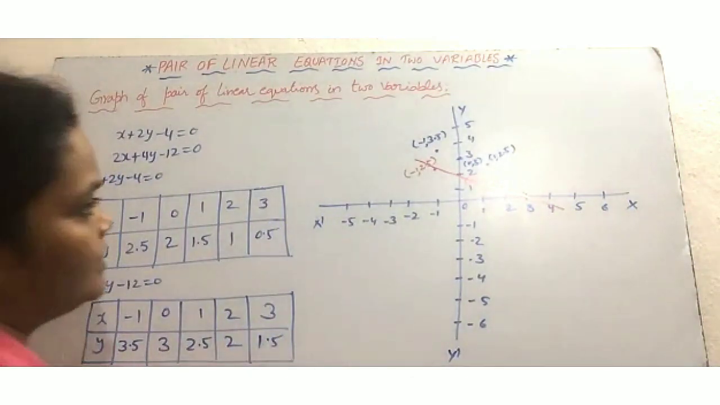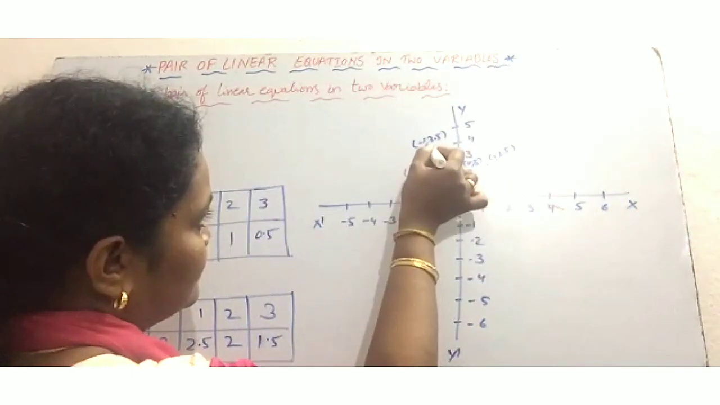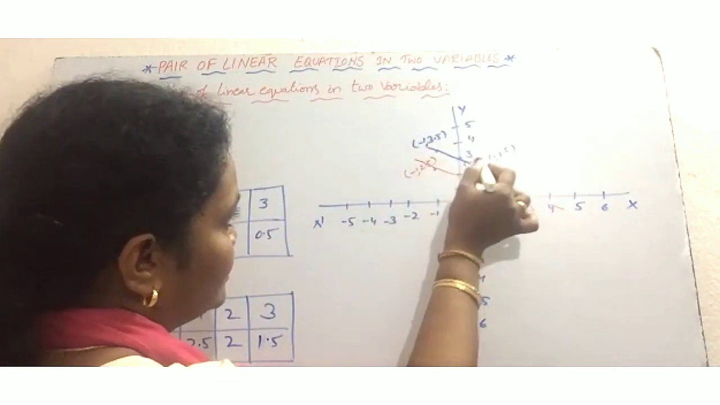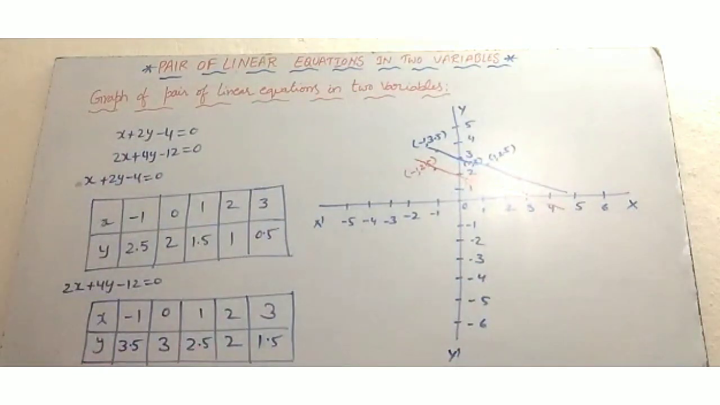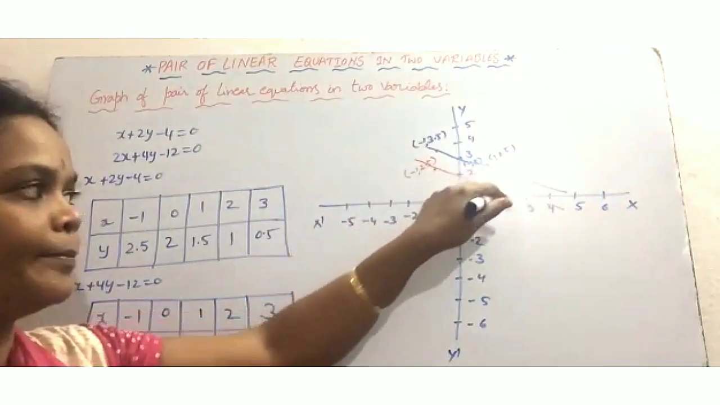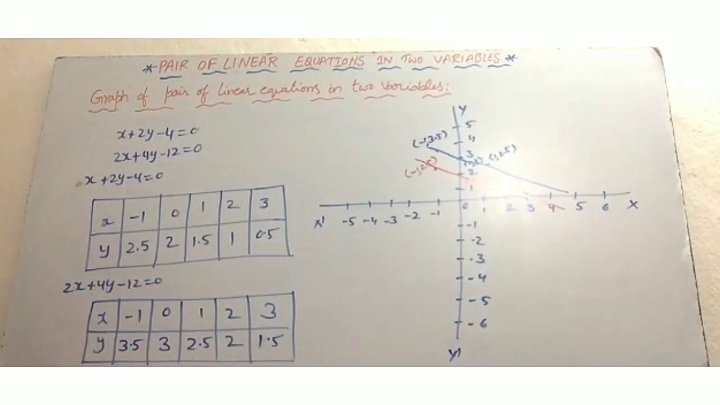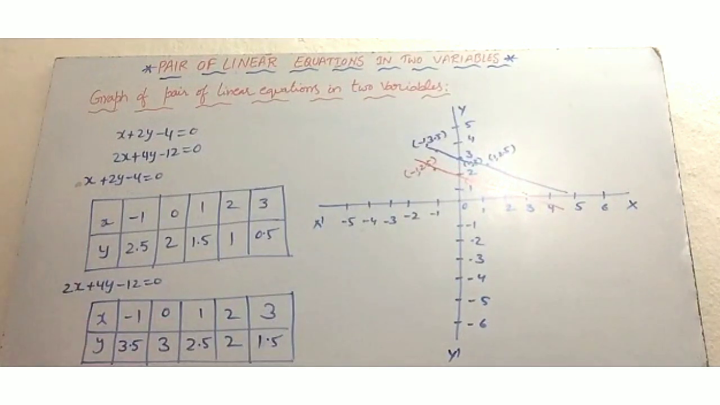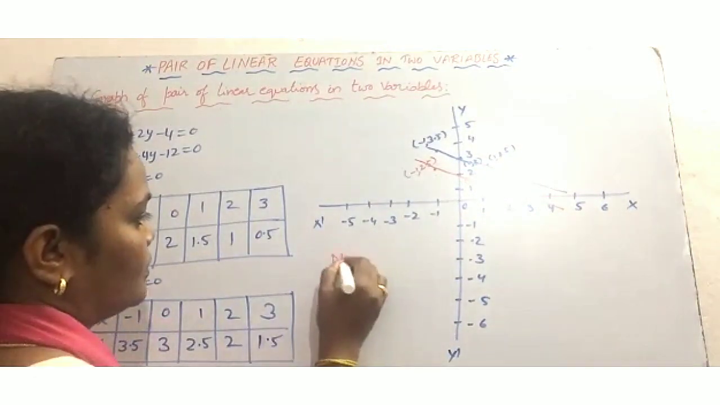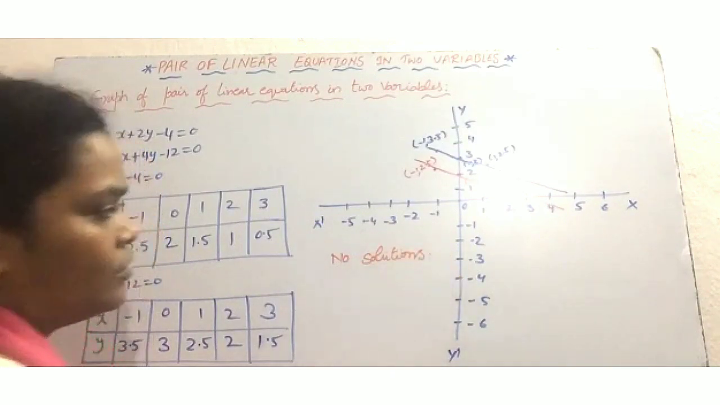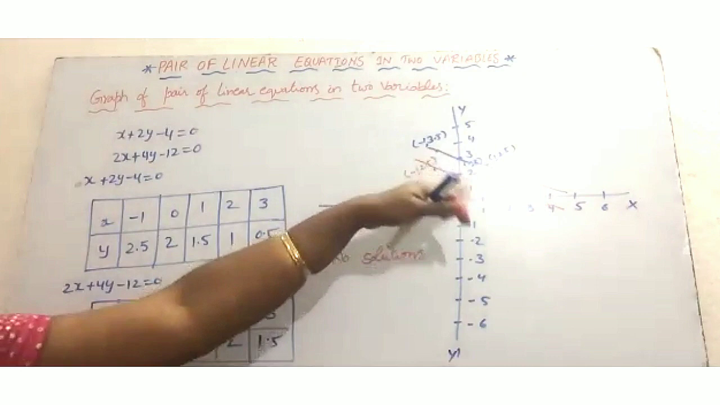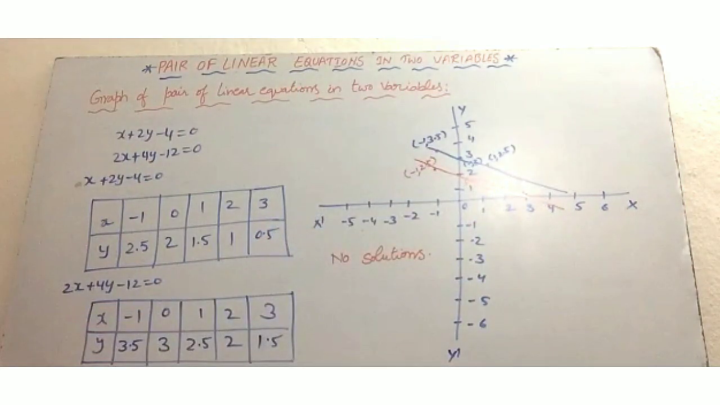So if we draw this line, observe these two are parallel lines. So we don't have any common points on both of these two lines. So in this we have no solutions. There is no common point of these two linear equations.